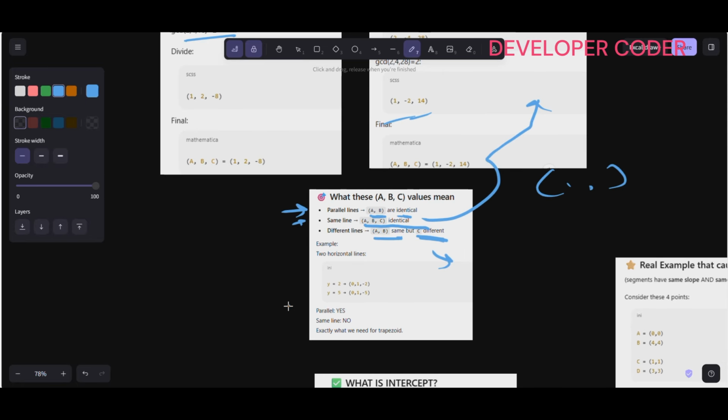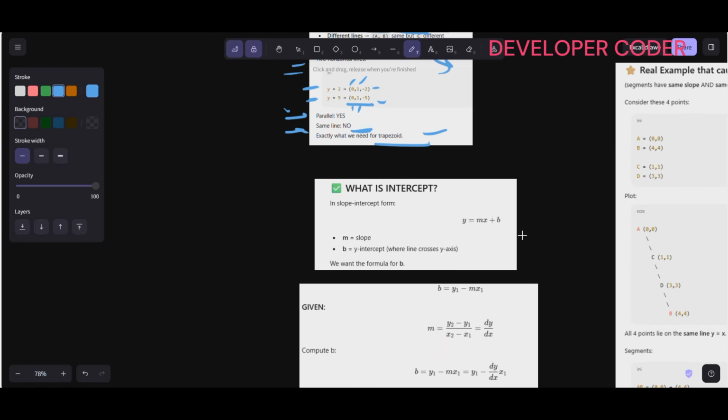All right, so here two horizontal lines, y is equal to 2, y is equal to 5. Here a and b are the same, c is different, so they are parallel. But same line, no. So exactly what we need for trapezoid. This is what we need. Okay, what is intercept?